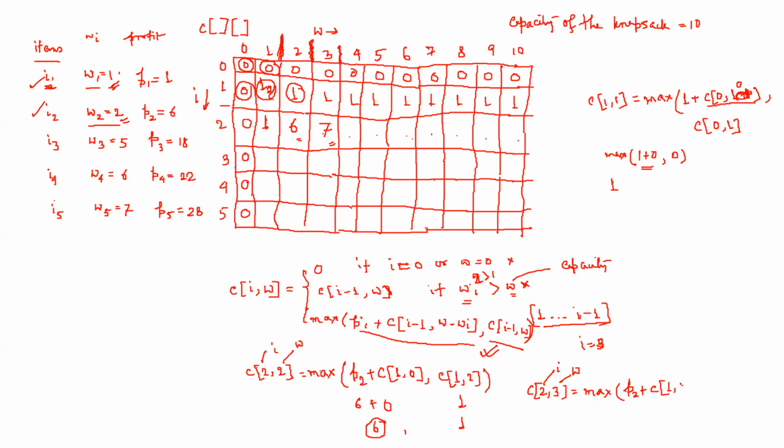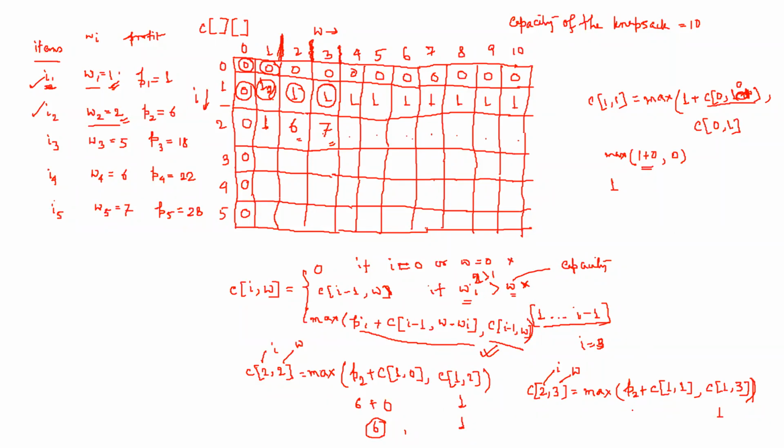W here means 3, so 3 minus Wi, where Wi equals 2, so 3 minus 2 equals 1. This is the first value, and the other value is C I minus 1, so 2 minus 1, that is 1, comma W equals 3. Among these two values, which one is maximum? What is the value of C13? From the table, C13 is this, so this value is 1.